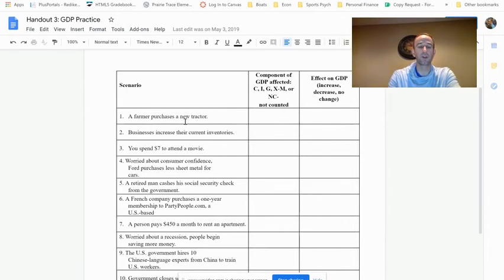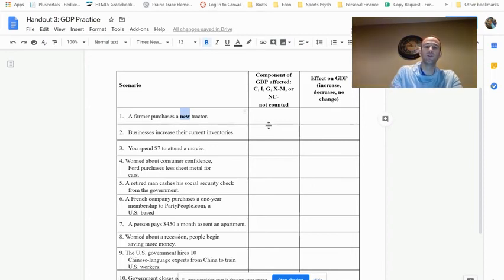Right now, it says a farmer purchases a new tractor. There's a couple things that I need to look at. The biggest thing is that it says new tractor. That's going to be my keyword. And when I see that he buys a new tractor, he's definitely going to help our GDP. I have to choose C for consumption, I for investment, G for government, or XM for export, import, or if I didn't think it was going to be counted towards our GDP, I would put NC. I think it is going to be counted toward our GDP.